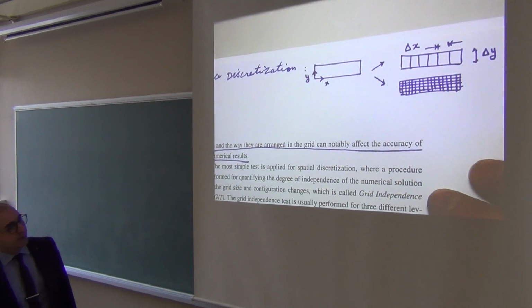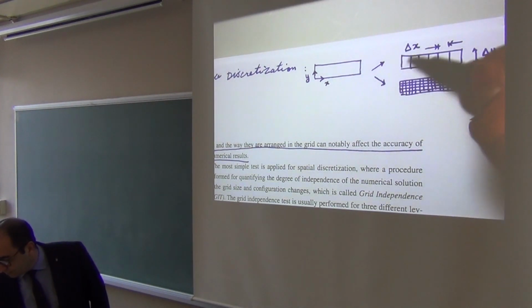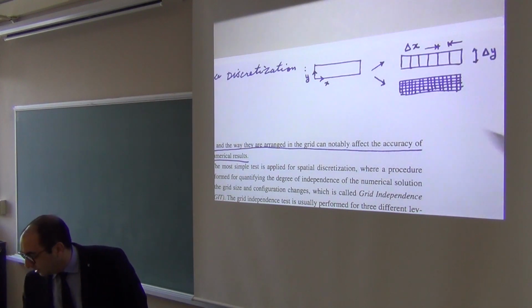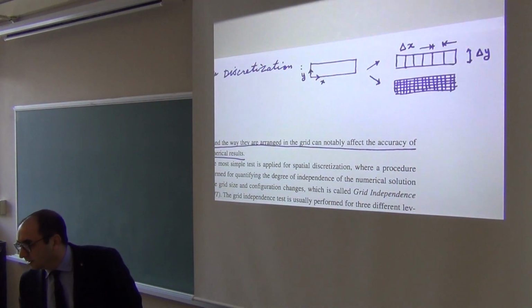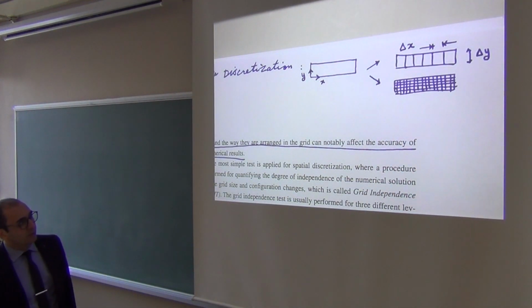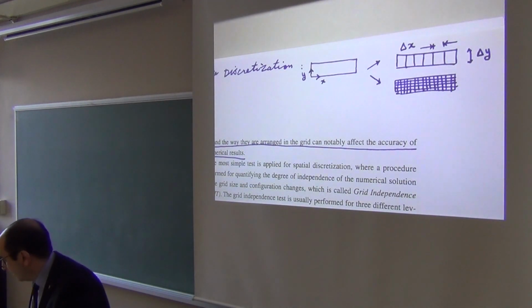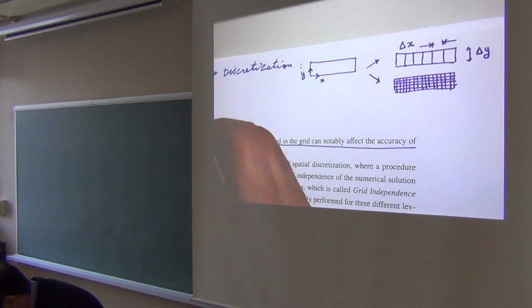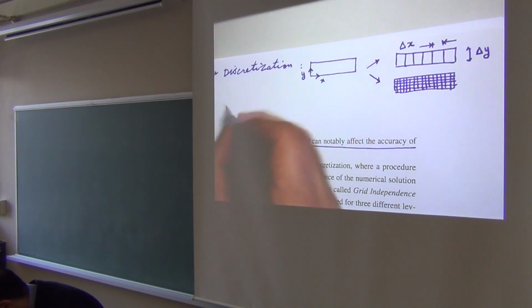Even the shape of the grid. Let's say here I'm slicing it vertically. But let's say I had sliced this horizontally, right? It all affects the solution. I can say the same thing about time discretization.